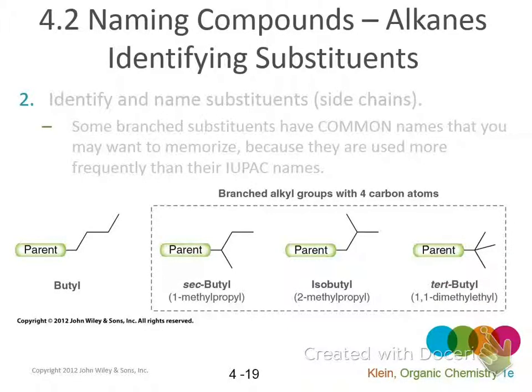Yeah, there's some other ones as well. There's isobutyl. Some of the common branched substituents that you'll see. This one is known as sec-butyl. Now, I don't think we've gone over the terminology primary, secondary, tertiary. Did we go over that already?